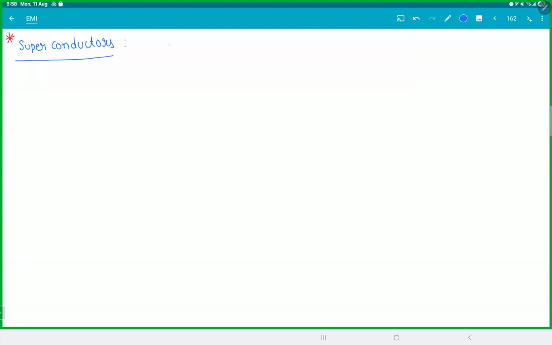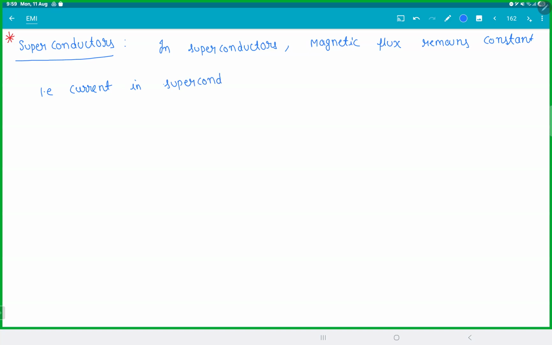The one property we're interested in with superconductors: once you generate the flux inside, the flux will remain constant, until and unless you put one more battery to oppose it. In superconductors, magnetic flux remains constant. Looks like a pretty straightforward statement, but it tells you something. That means if you try to mess up the system externally without touching the superconductor, the superconductor will do something in order to maintain that. So current in superconductors, let me give an example.